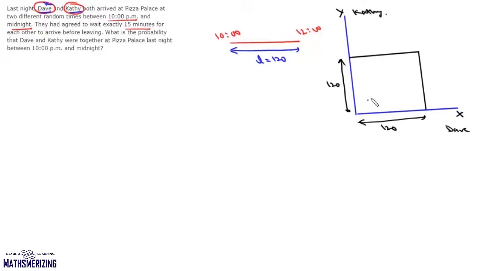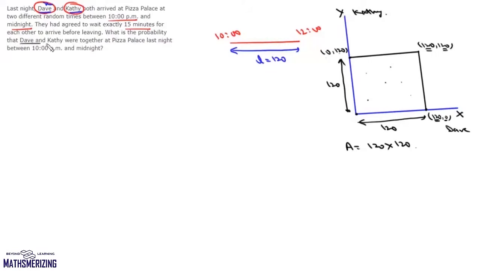Now any point inside this area corresponds to arrival times of Dave and Kathy. Now this point corresponds to the time where both Dave and Kathy arrive at Pizza Palace at 10 p.m. Now this point is 120, 0. So it means that in this case, Dave arrives at 12, whereas Kathy arrives at 10 p.m. So all the possible outcomes can be mapped to this area, which is say A, and it'll be simply 120 into 120.